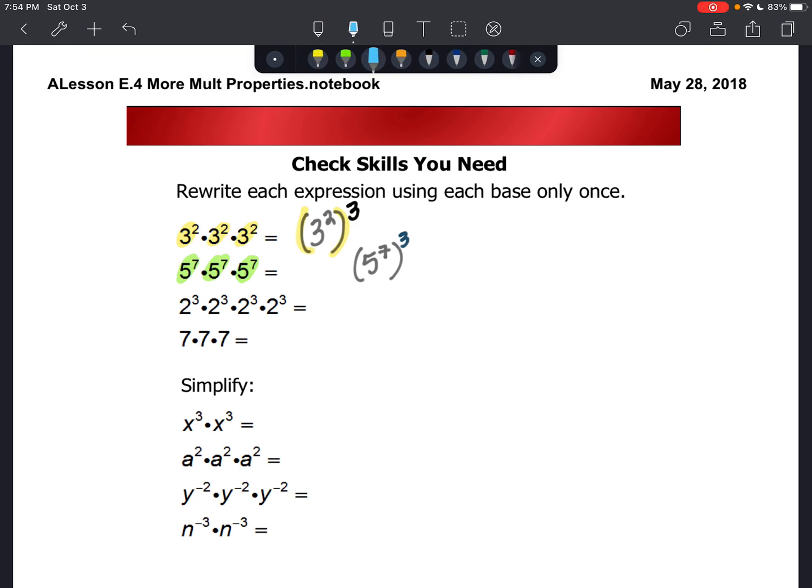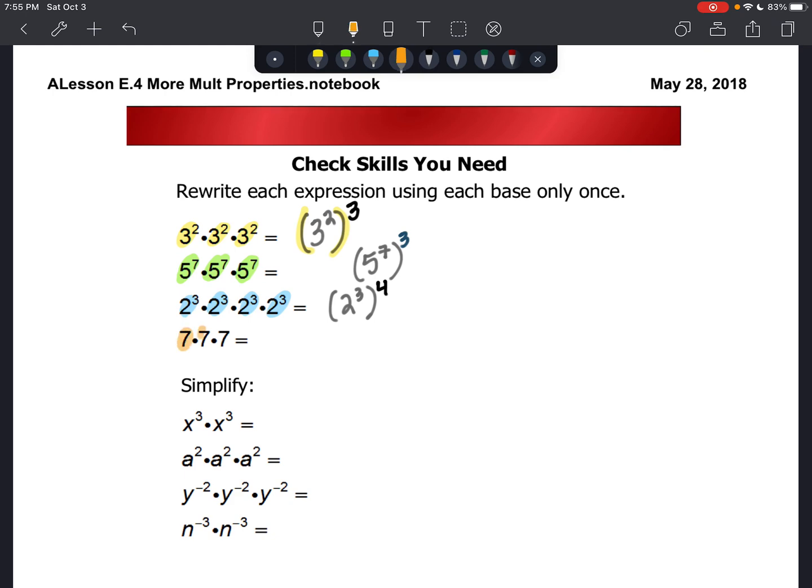Now we've got 2 cubed times 2 cubed times 2 cubed times 2 cubed. What's our base? Our base is 2 cubed. And how many times are we multiplying that by itself? If you said 4, you are correct. 2 cubed raised to the 4th power.